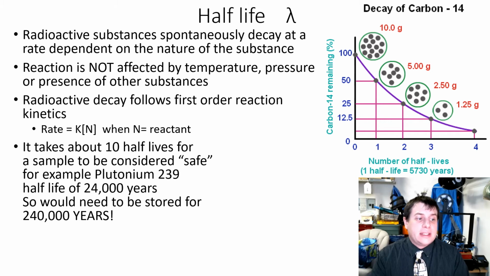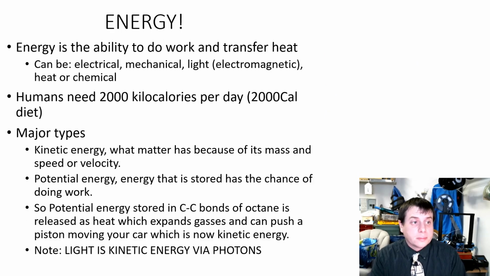So it takes about 10 half-lives for something to be considered safe. If we create plutonium-239, one half-life is 24,000 years. So in order for it to be safe, it has to be stored for 250,000 years. And when we get to our section on energy, we'll talk about this as a serious concern when talking about nuclear power.